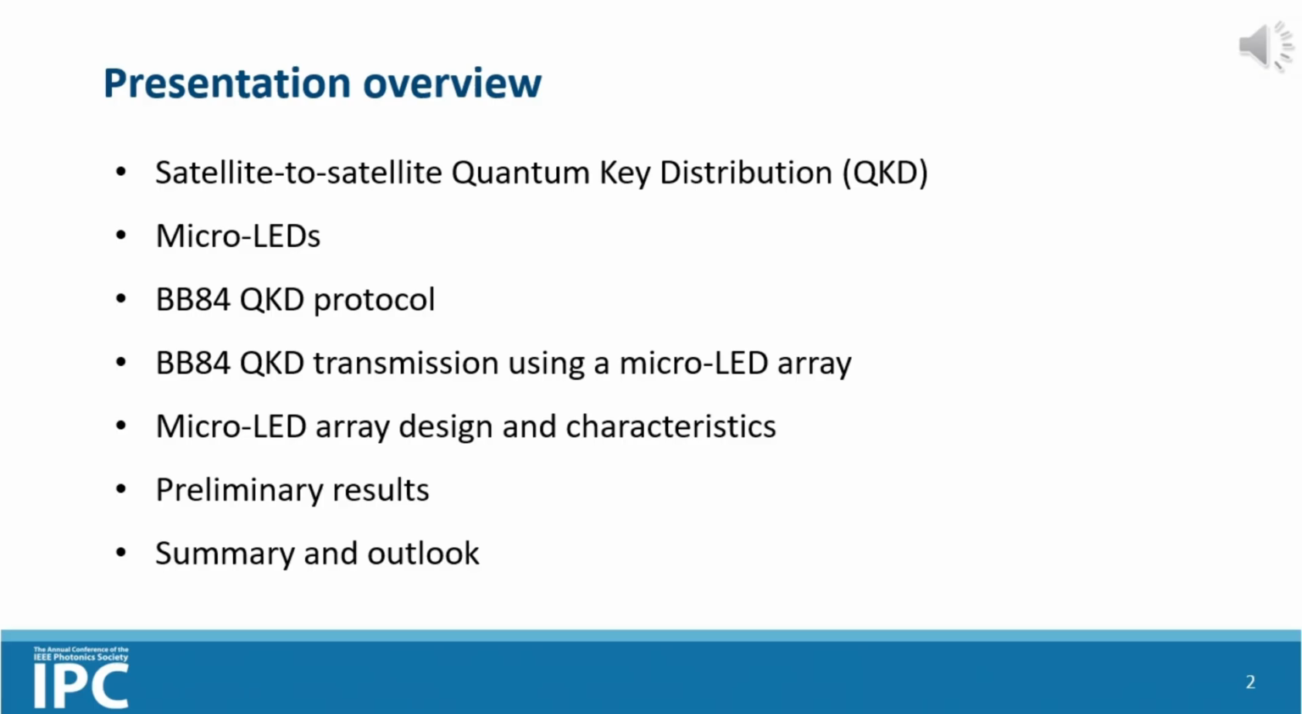Here's a short overview of my presentation. First of all, I'll discuss satellite-to-satellite quantum key distribution, and in particular why we're interested in using UV LEDs for this purpose. I'll introduce the specific format of micro-LEDs that will be used in this work. Then I'll introduce the BB84 QKD protocol that was being proposed for this work, and discuss how the micro-LED design has to be tailored to fit the requirements of this protocol. I'll show the micro-LED design and its characteristics, provide some preliminary results, and then a short summary and outlook for future work.